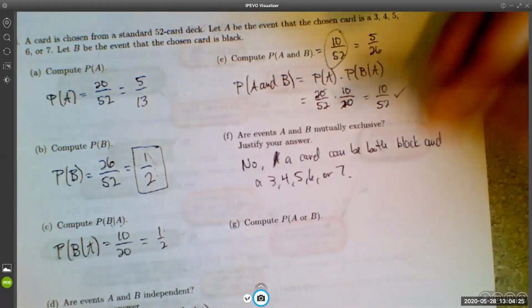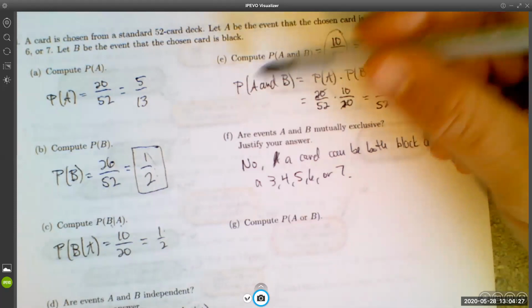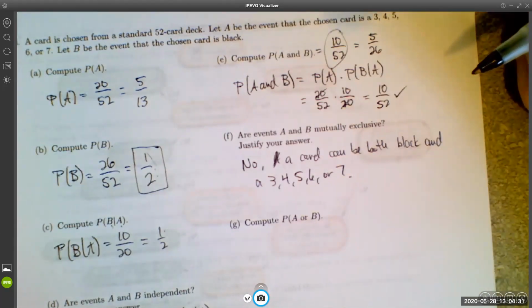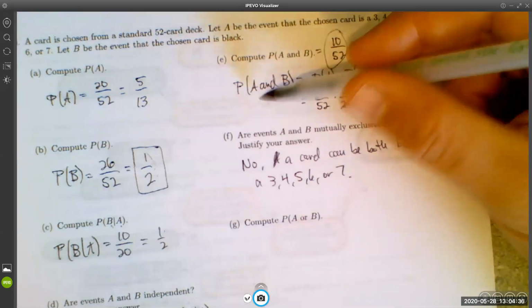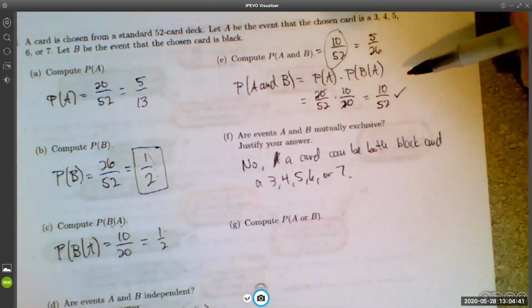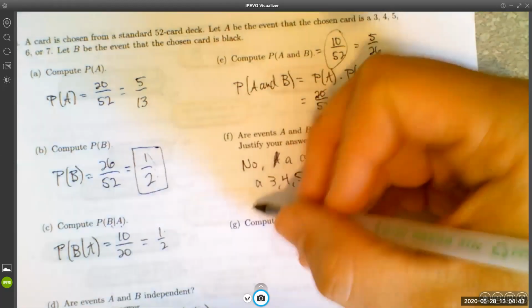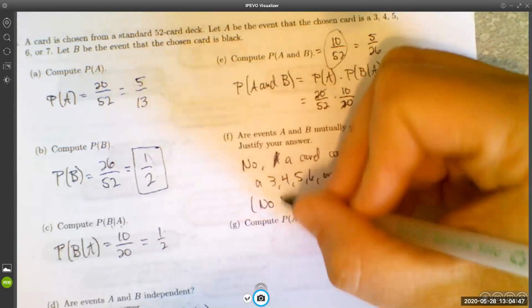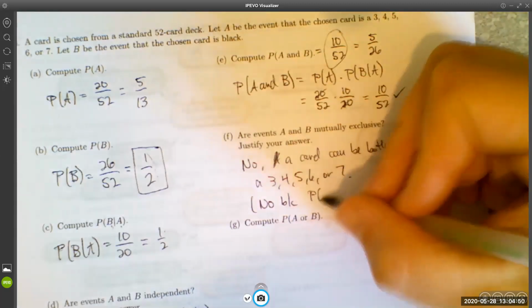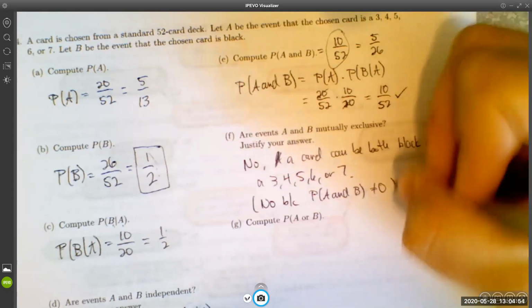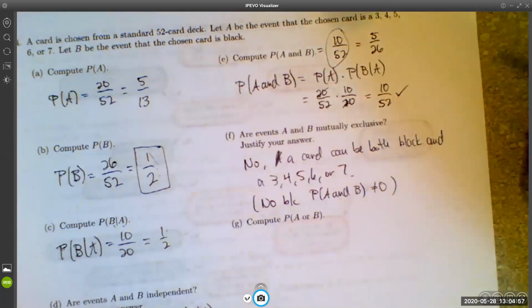Another way to see that is to see that in part E, the probability of A and B was not 0. If A and B were mutually exclusive, that would mean that they can't both happen at the same time. So that would mean the probability that they both happen at the same time would be 0. But it's not 0. And so that means that A and B are not mutually exclusive. So you say, no, because the probability of A and B is not equal to 0. So that's another way to justify your answer.